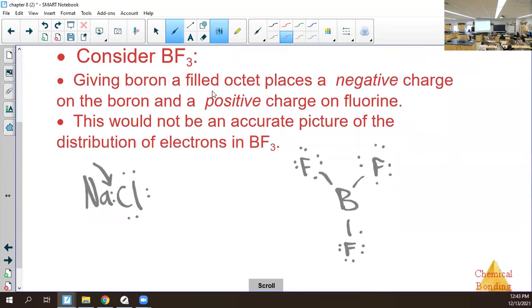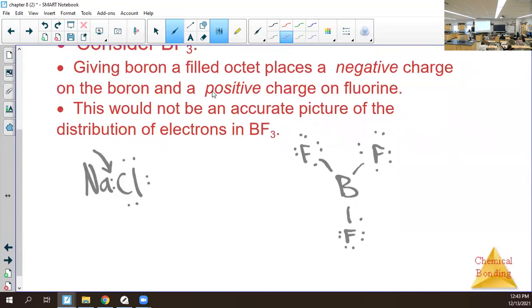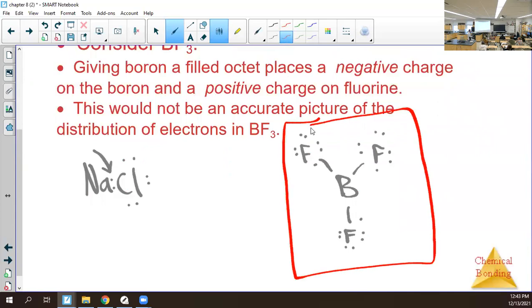So the one that is correct is this version, where you leave the octet of boron at 6, but you complete the octet on all 3 fluorines. It is pretty much the only one. So if you see BF3, that's your red flag that, oh, that's the one where the central atom only has 6 valence electrons.